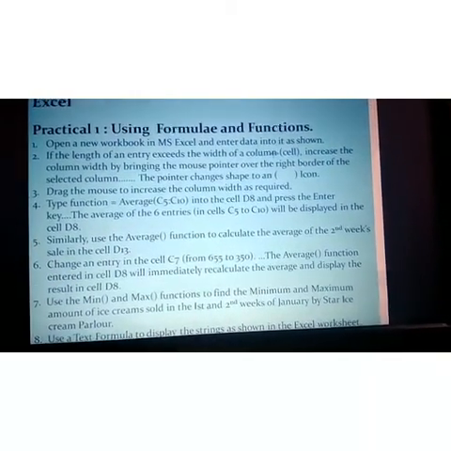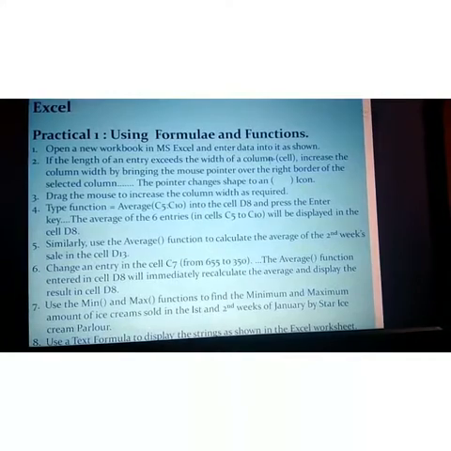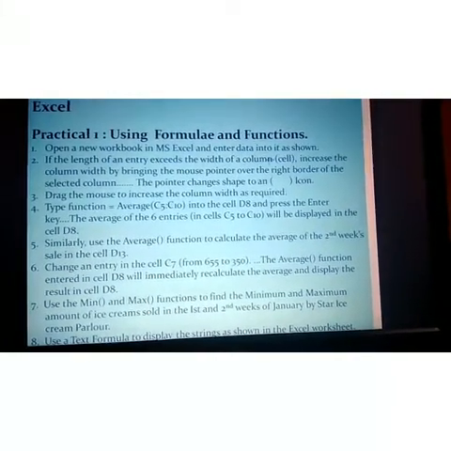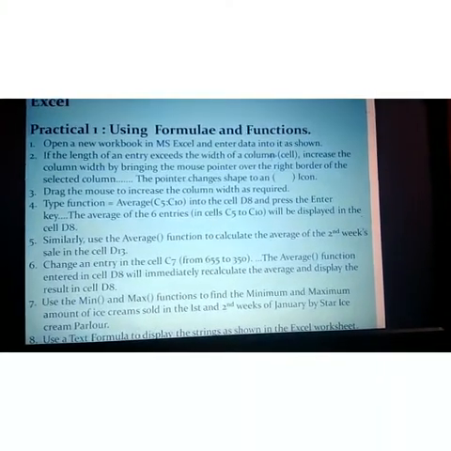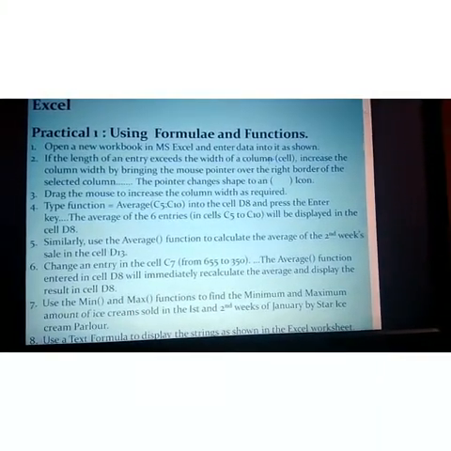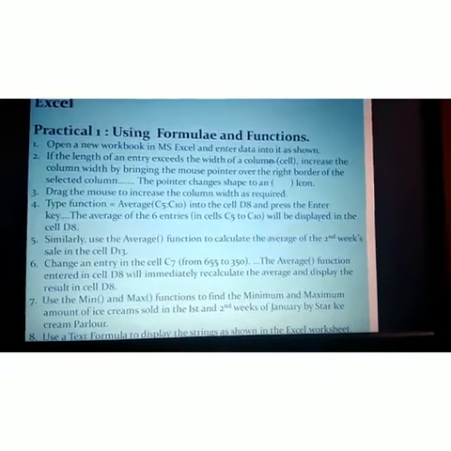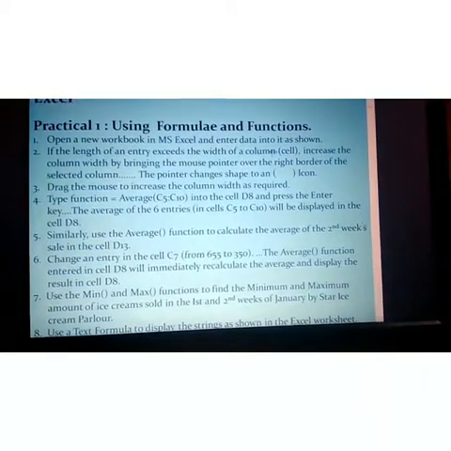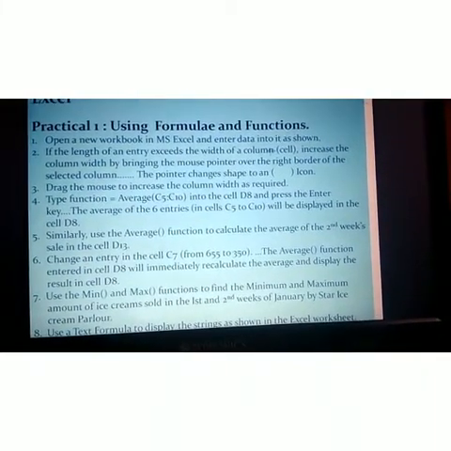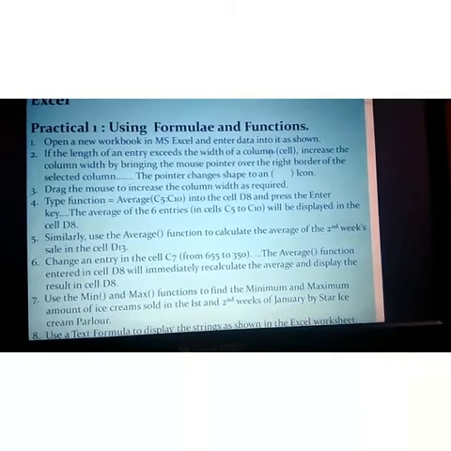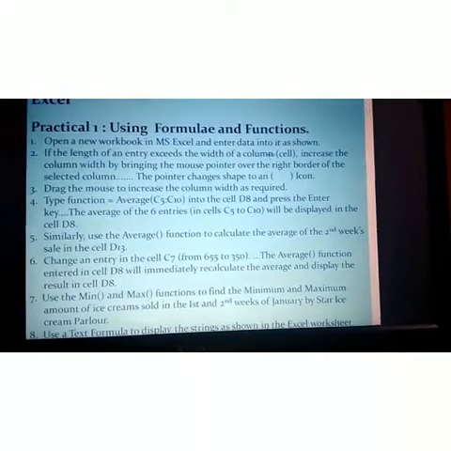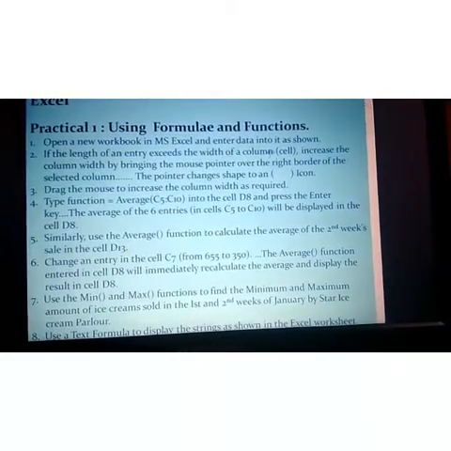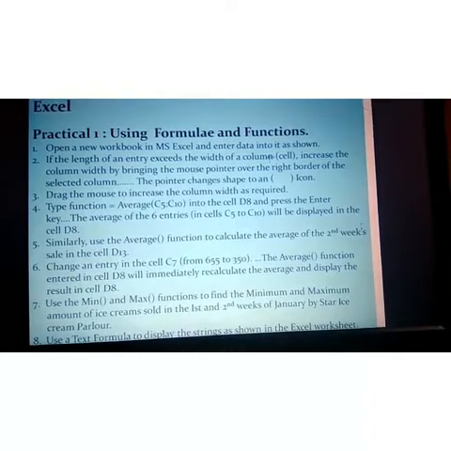Then next, fourth, type the function AVERAGE(C5:C10) into cell D8 and press the Enter key. The average of the six entries in cells C5 to C10 will be displayed in cell D8. This will be displayed on your screen in cell D8. Next, fifth, similarly use the average function to calculate the average of the second week's sale. So in cell D13 we can apply the average function.